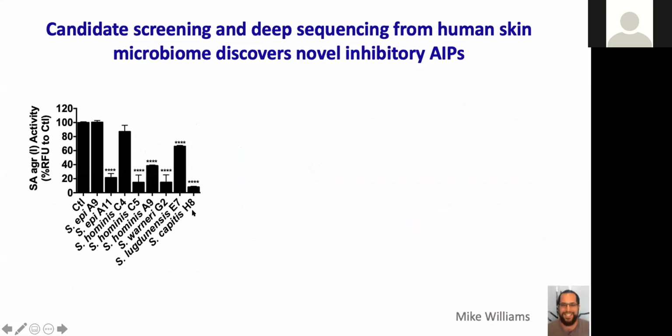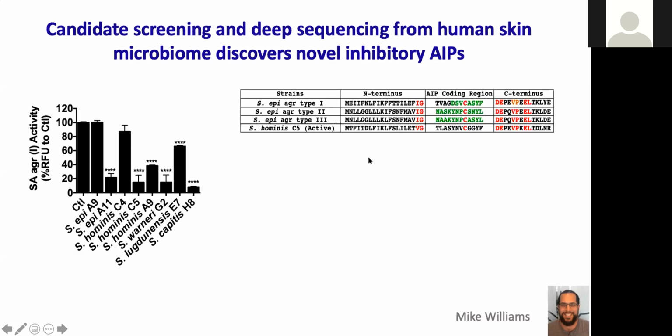And by screening different isolates from the surface of human skin, we found that some, but not all strains of the common coagulase-negative bacteria, things like S. epidermidis, hominis, and warneri, these are things we all have on us, made something that inhibited the activity of the quorum sensing gene agr.